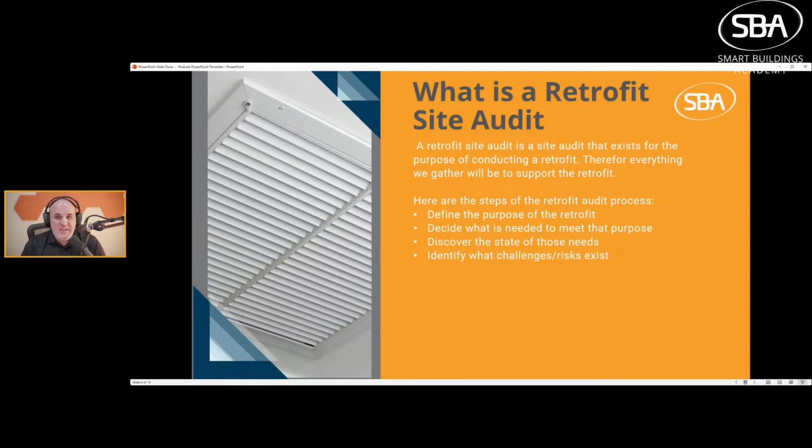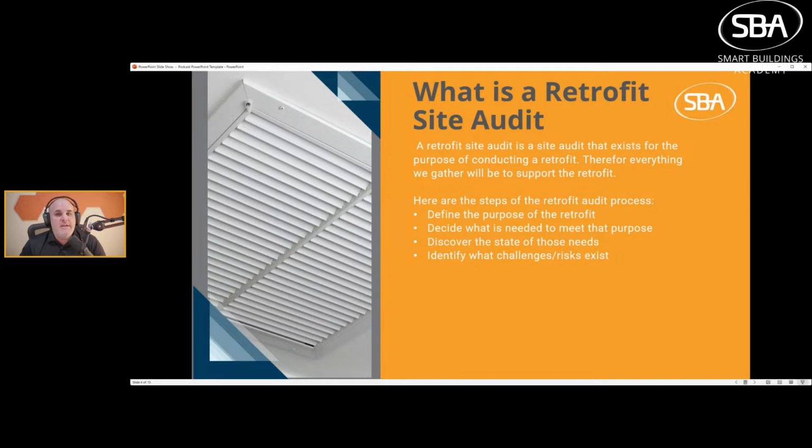The reality of things, being a former service person, being a former ops person, I understand that a lot of times we don't even get invited to do a site audit until after a contract's been signed. It's a little scary, but it is the reality. So we're going to just paint out what you should do. Whether this is happening before a contract or after a contract is irrelevant for this conversation. So a retrofit site audit exists for the purpose of conducting a retrofit, not for an energy project, not for M&V, although those may be forms of retrofit. This is purely for the retrofit.